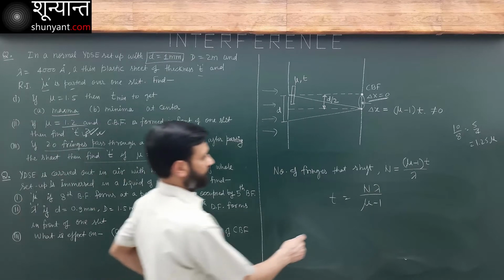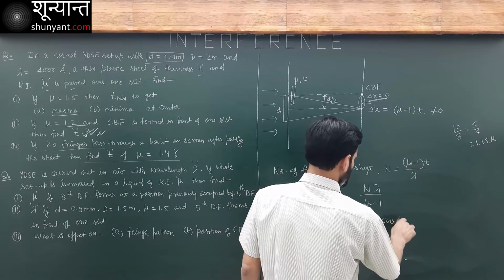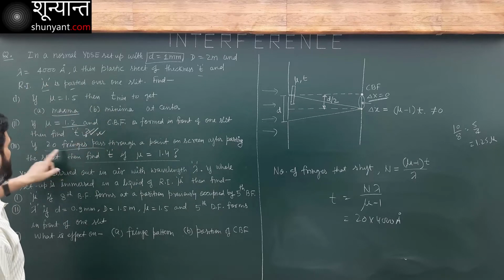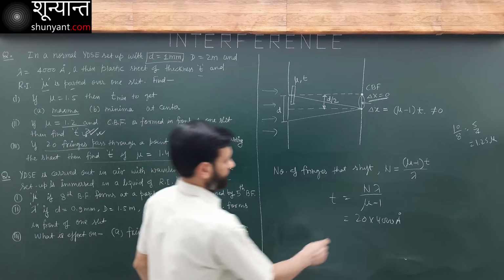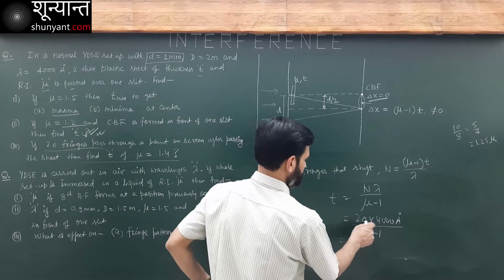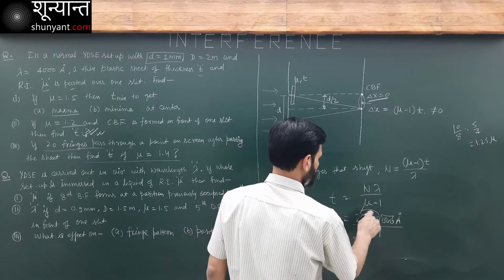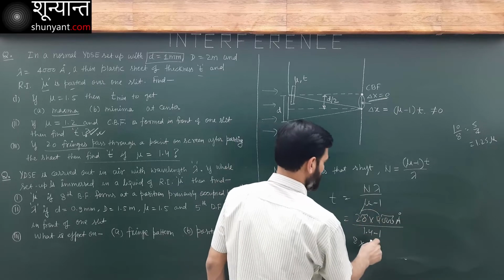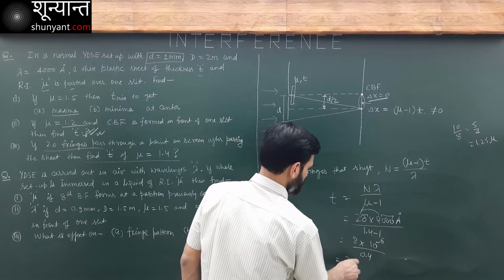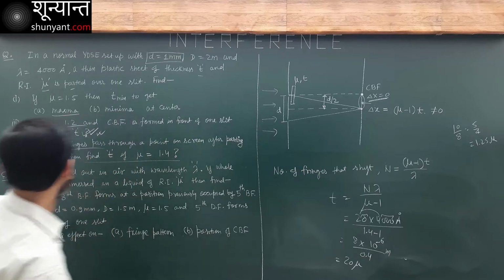Let's calculate. This is 20, and 4000 angstrom, this is lambda, and then mu 1.4 divided by 1.4 minus 1. So this is 8 times 10 to the power minus 10, 10 to the power minus 6 over 0.4. This becomes 20 micron. That's it.